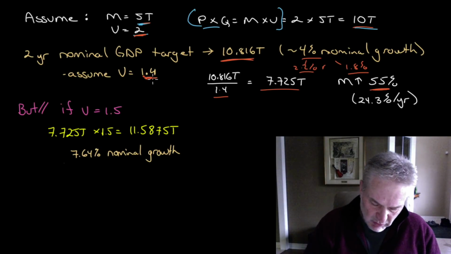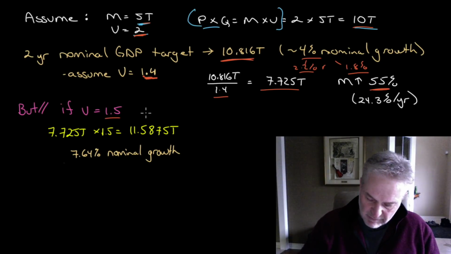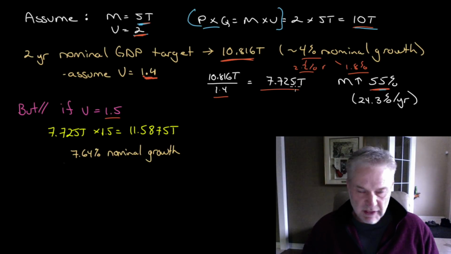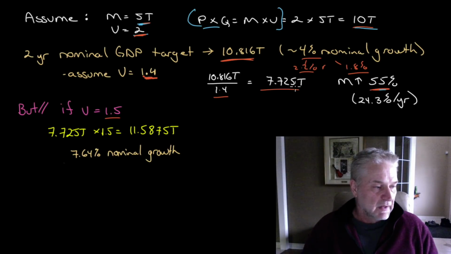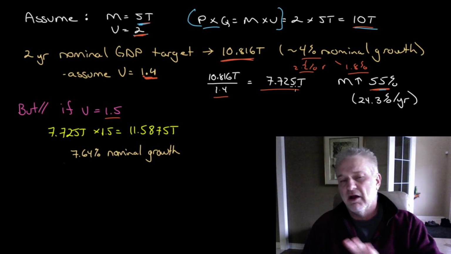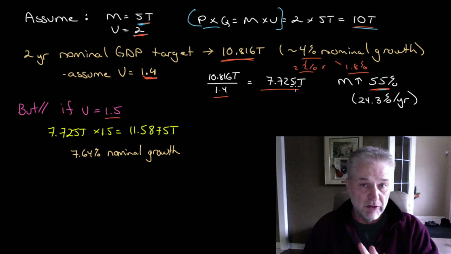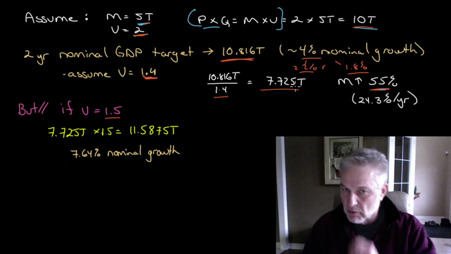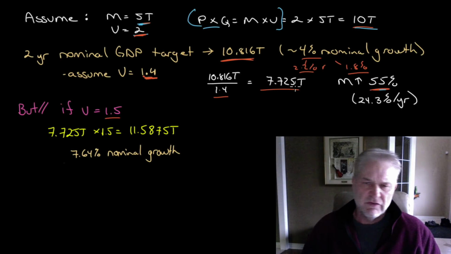But imagine that we went from 1.4 to 1.5. We've increased the money supply 55%. We're at 7.725 trillion. And now we're saying, look, that didn't work out very well. Let's direct policy towards increasing velocity. Let's do that. On the second last screen, I'm going to have a whole bunch of policies that we're going to look for that will increase V. That's what we're going to look for. But let's increase V to 1.5.